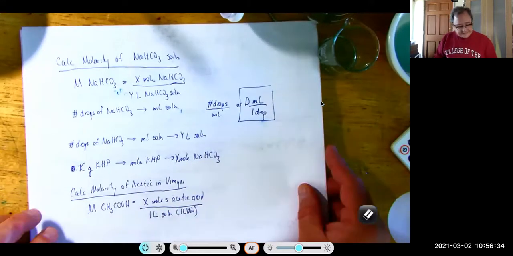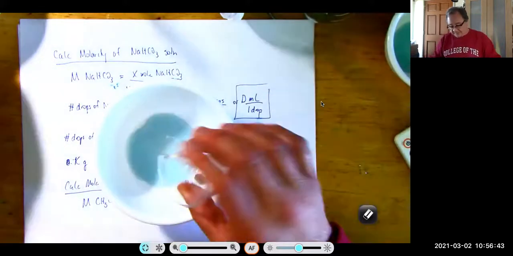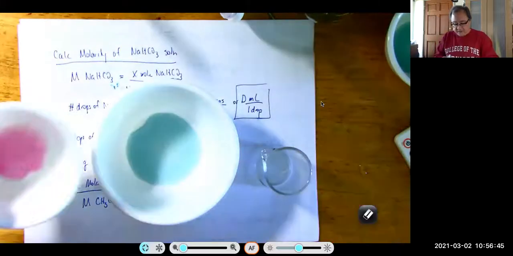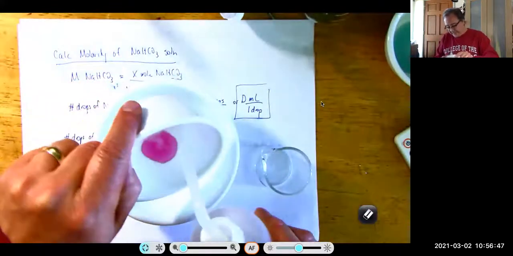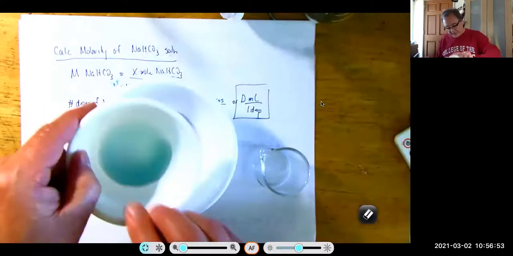And that's that. So what do you do with all of these materials when you're done with them? Well, what you're going to do is collect them all in one container, and you're going to pour all of this down the sink with running water.